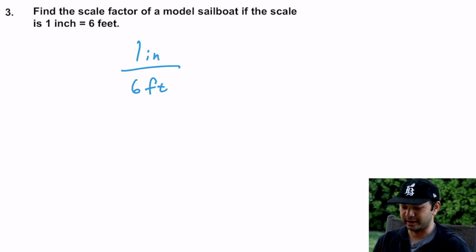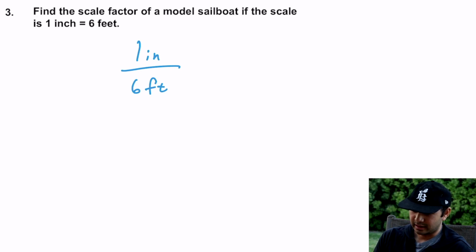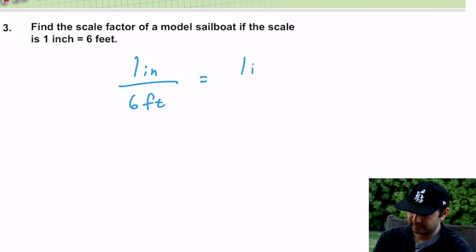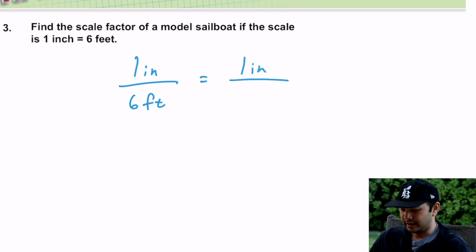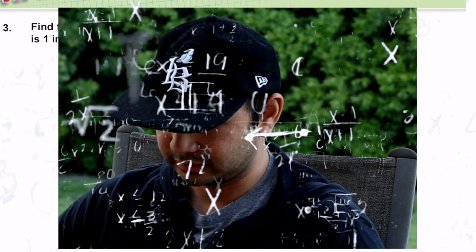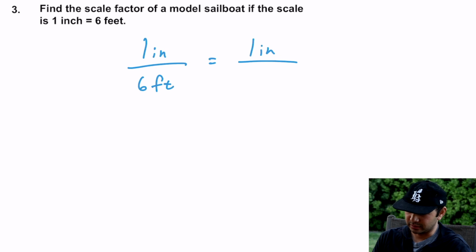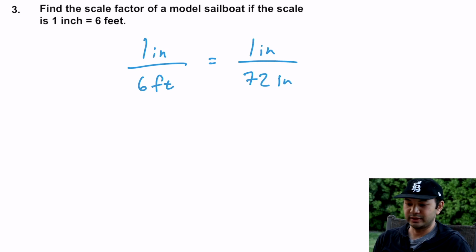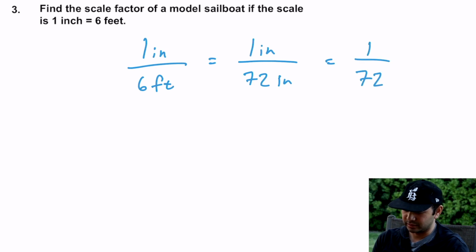It's probably easier if you make all of them inches, because I don't really want decimals. So in this case, 1 inch, that stays the same, because these are supposed to be equal. And then you have to figure out how many inches are in 6 feet. Well, there's 12 inches in 1 foot, so 6 times 12 is going to be 72. And then this is inches. Now that you both have inches to inches, your scale factor is 1 to 72.